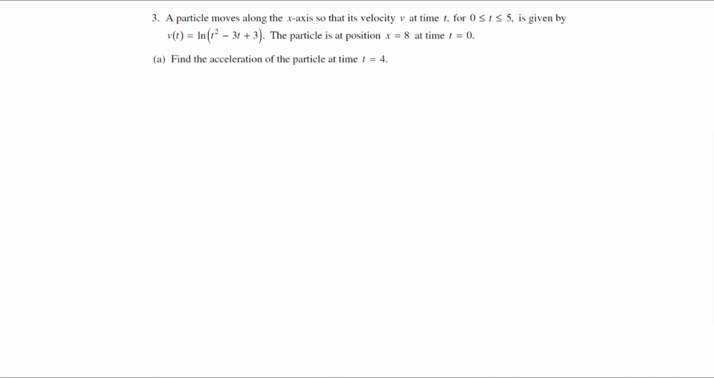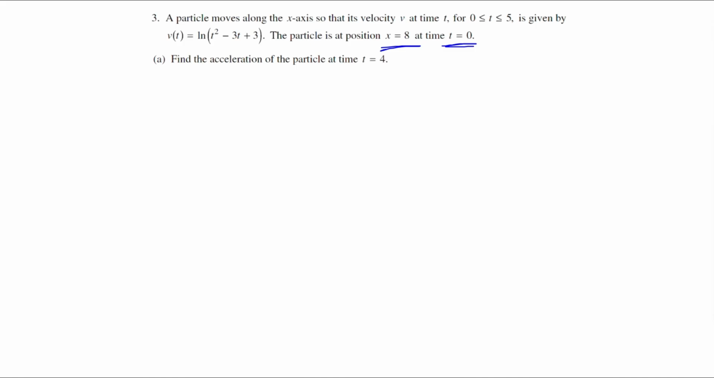All right, this is question number 3 from the 2005 Form B AP Calculus AB exam. This is a motion question. We've got a particle moving along the x-axis, and we've got its velocity, v of t, for t equals 0 to 5. Right? The velocity is the natural log of t squared minus 3t plus 3. We're also given an initial position that at t equals 0, the particle is at x equals 8. Part A just wants us to find the acceleration of the particle at t equals 4.